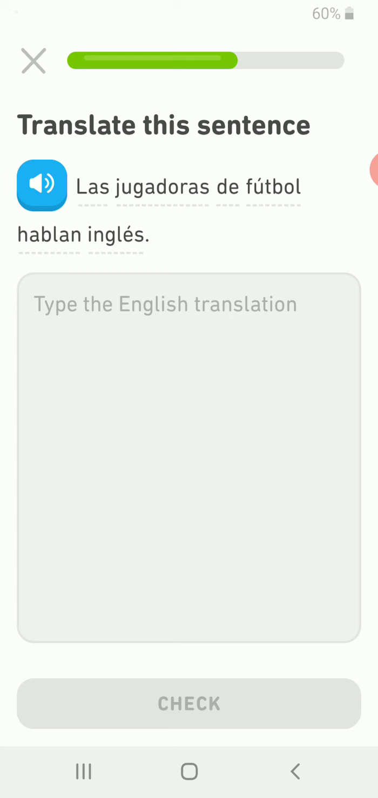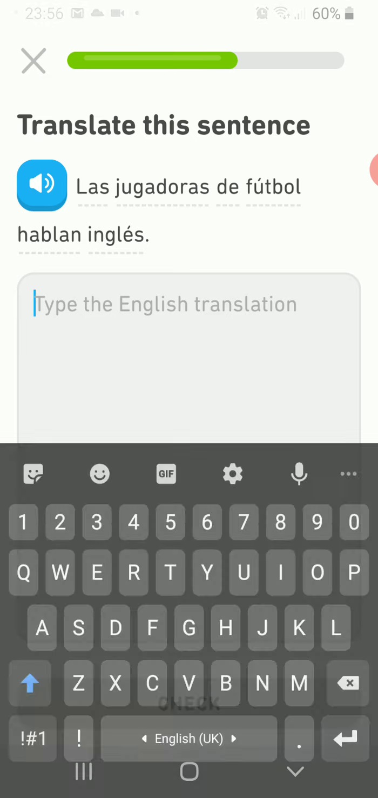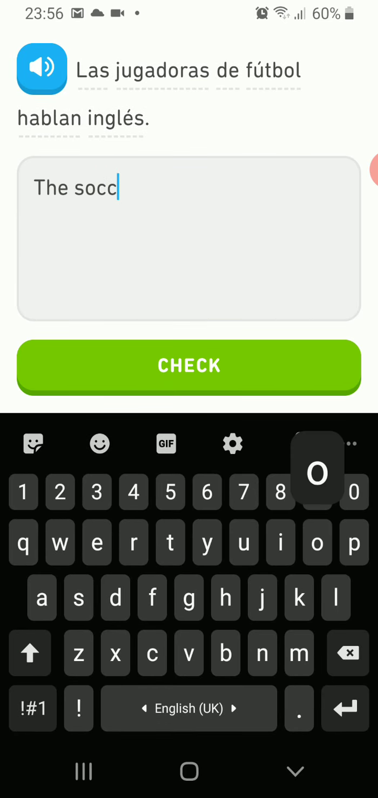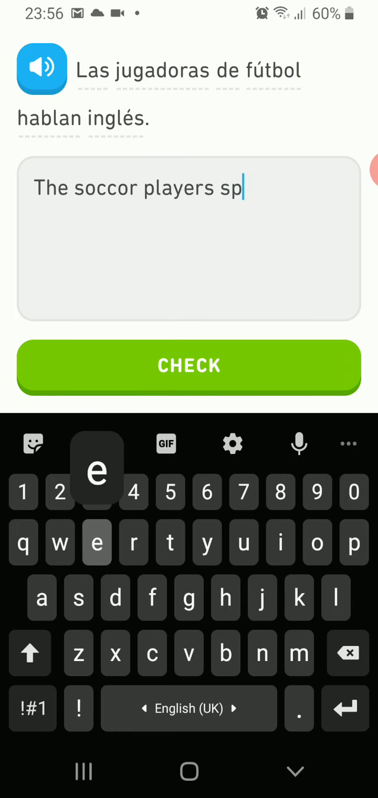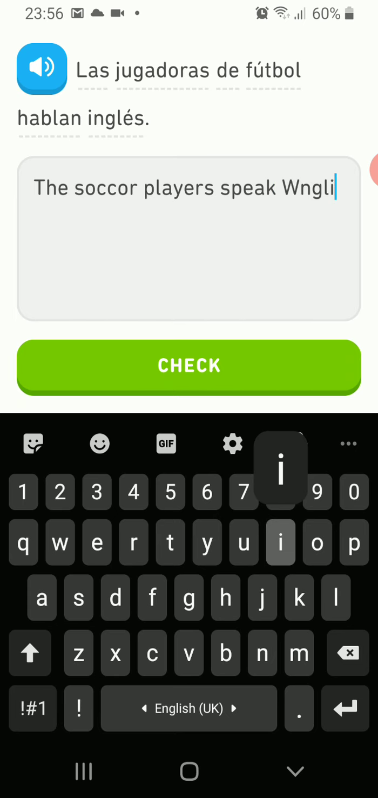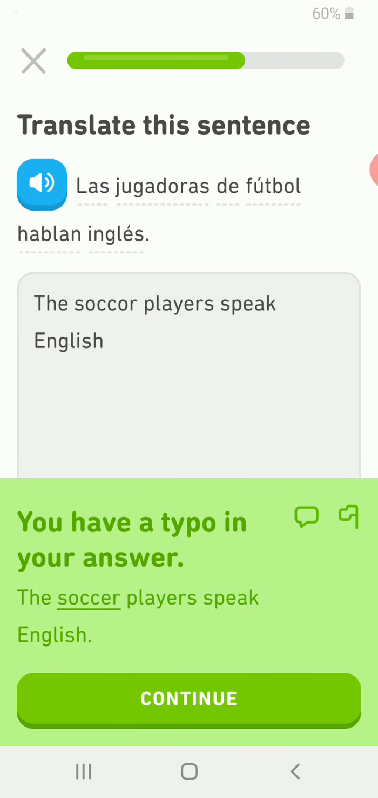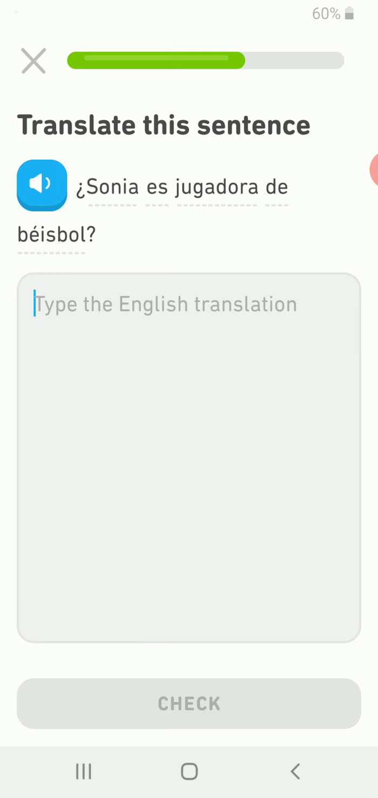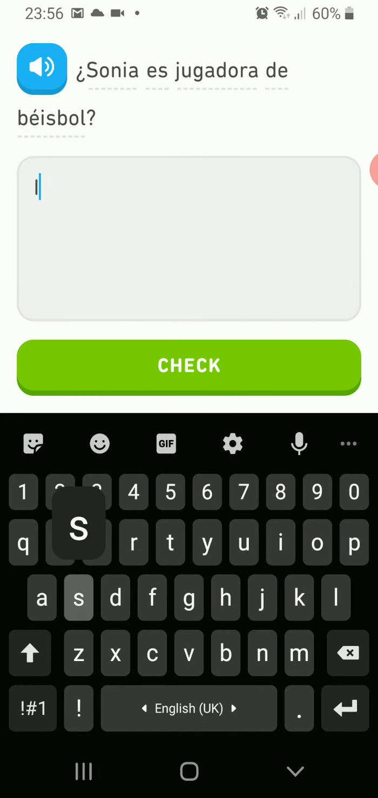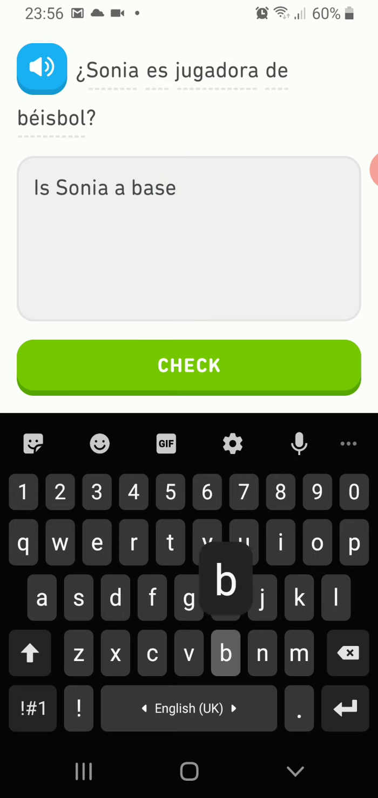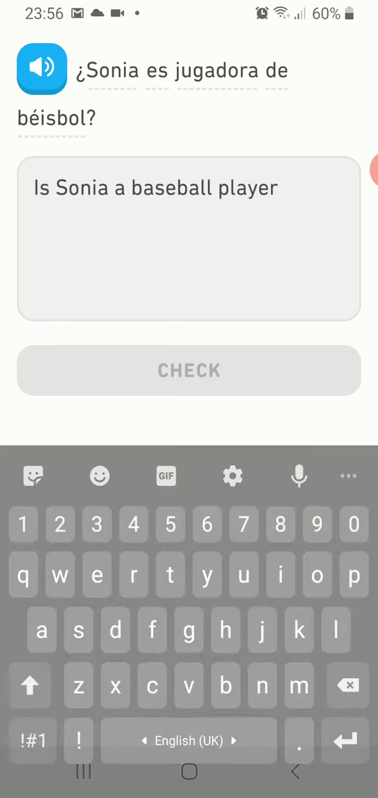Las jugadoras de fútbol hablan inglés. So the soccer players speak English, right? English with a capital here. And soccer. Yeah. ¿Sonia es jugadora de béisbol? Sonia, baseball player. That's a question.